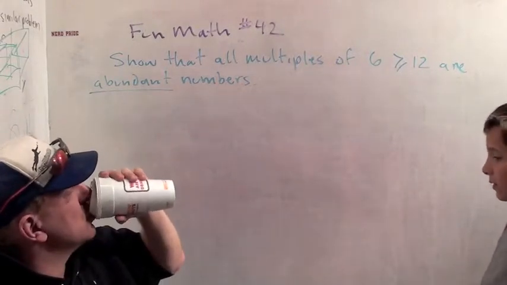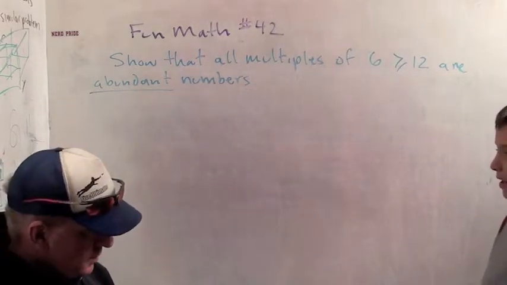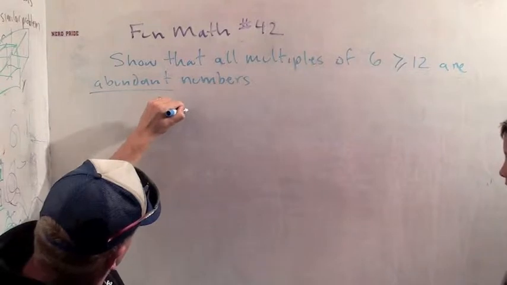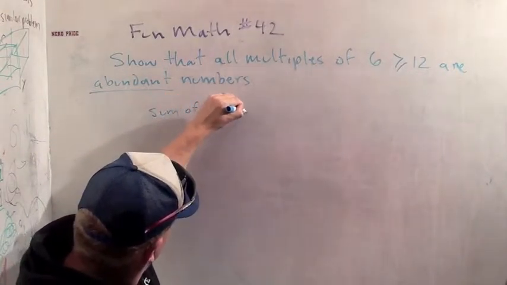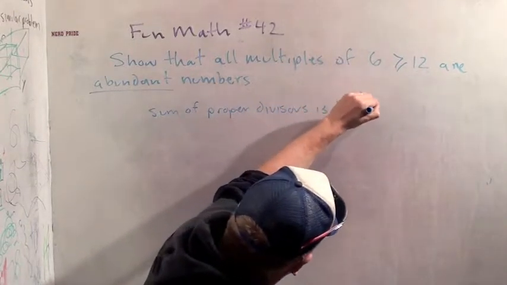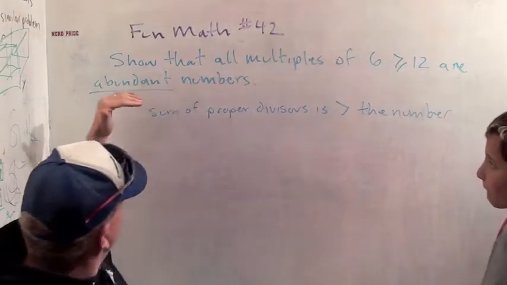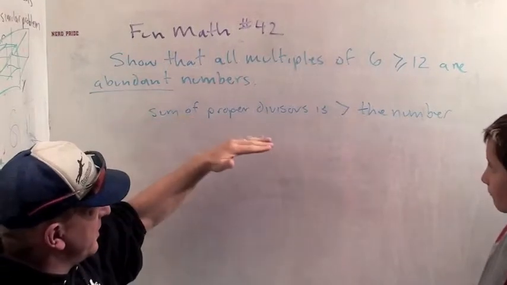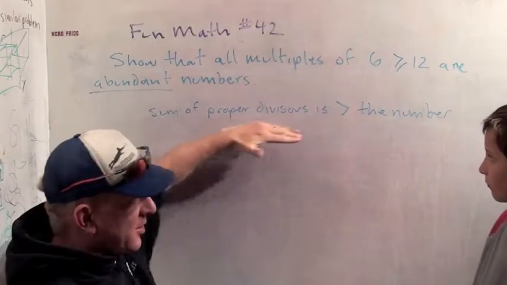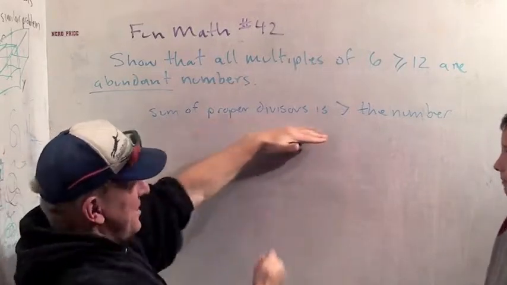It's a number where the sum of its proper divisors is bigger than the number. Okay, so we add up the proper divisors and we get a number that's bigger than the number. But now we need to know another definition. What definition do we need to know in order to understand what abundant numbers means?